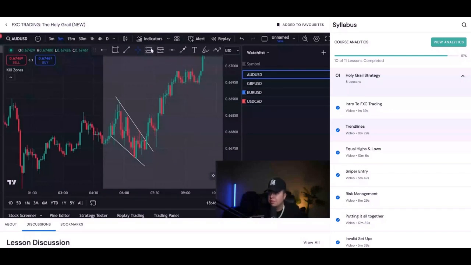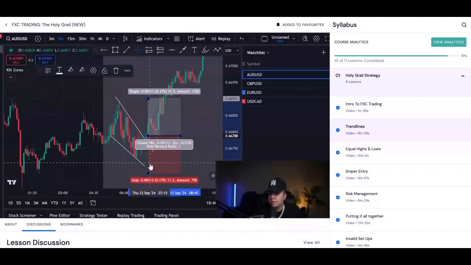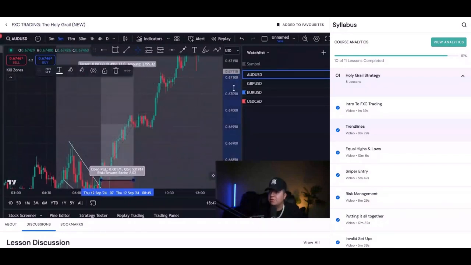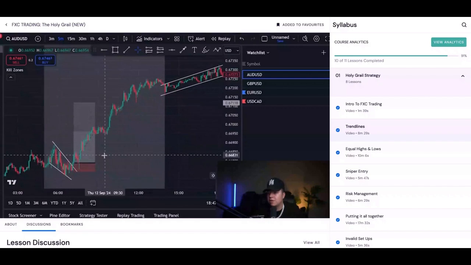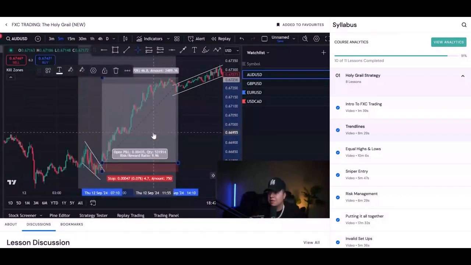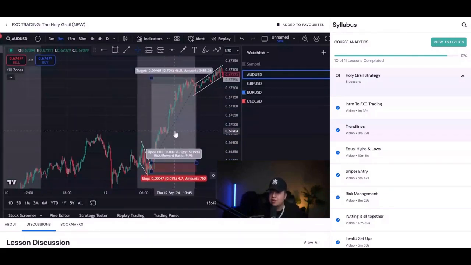Like this one right here, we would be entering right here, stops below, and look at this. Look at this risk to reward, bro. This is why I call it the holy grail, because the win rate is ridiculous and the risk to reward is crazy. It's basically a 1 to 10 right here. It's a 1 to 10.